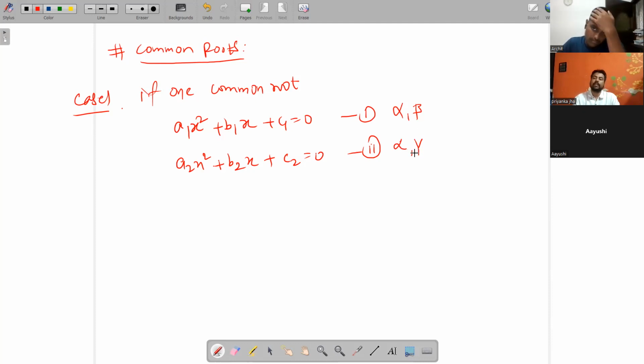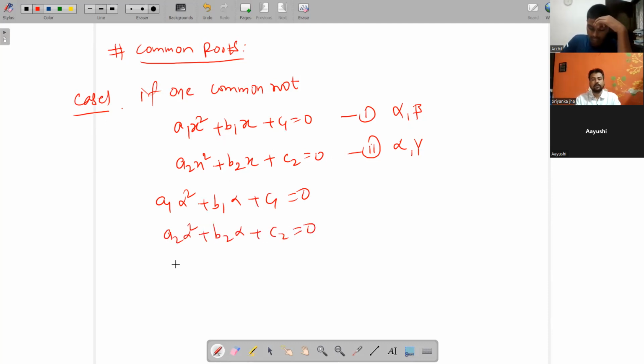Now we have to find the condition. Whenever you are asked, suppose these two equations have one common root, then find the condition on alpha or beta or any variable, how will you solve that? We'll derive that condition and remember it. Alpha is a root of both the equations, so alpha will satisfy both: a1 alpha squared plus b1 alpha plus c1 equal to 0, and a2 alpha squared plus b2 alpha plus c2 equal to 0.